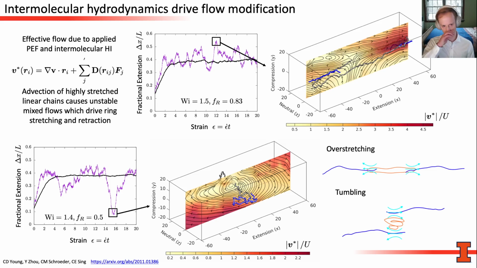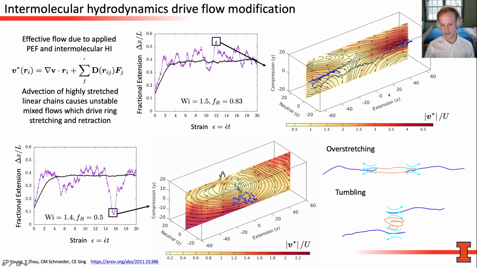Now, importantly, these intermolecular topological constraints don't actually explain the steady state fluctuations that we observe in the simulations. We find actually that those fluctuations are driven by intermolecular hydrodynamic interactions. Here I've highlighted two examples of a highly stretched ring polymer and a retracting and tumbling ring polymer. And I've co-plotted the conformation of the ring polymer with the streamlines, which are due to the applied planar extensional flow, plus the disturbance velocity due to the surrounding ring and linear polymers.